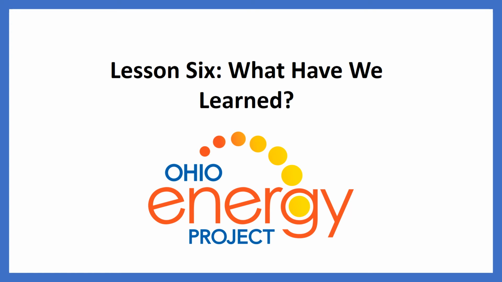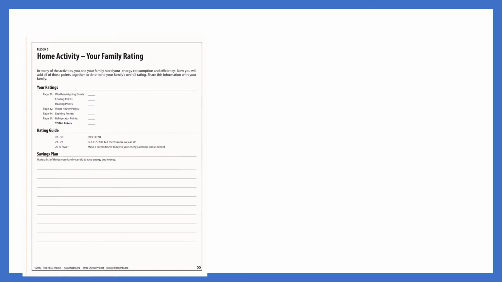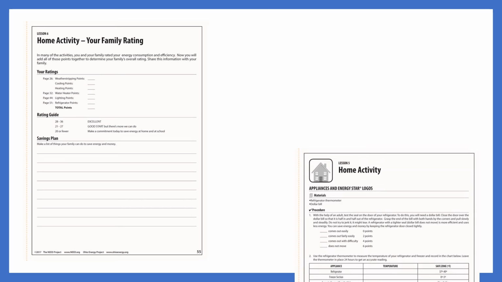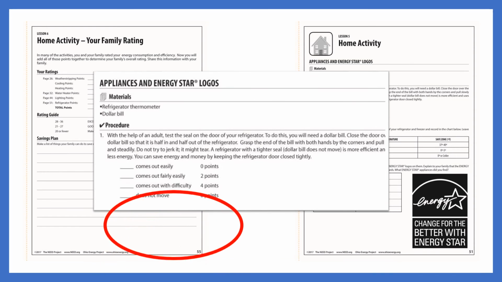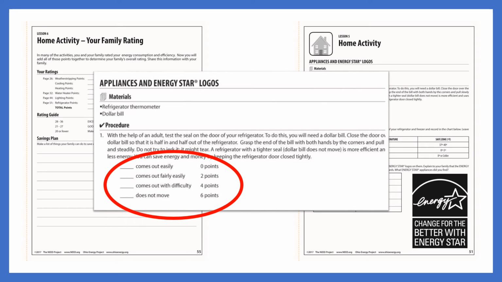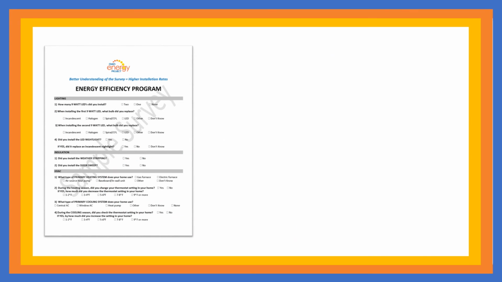Lesson 6. What have we learned? This lesson now includes a Your Family rating activity. You will notice that each of the home activity sheets throughout all lessons include a question where students and their families can earn points. This activity allows students to add up those points and gives them a rating. Students can also make a savings plan with their family to apply their learning at home.